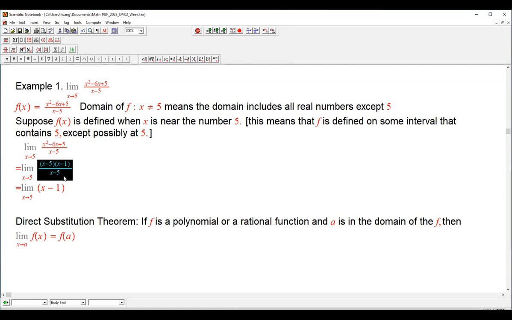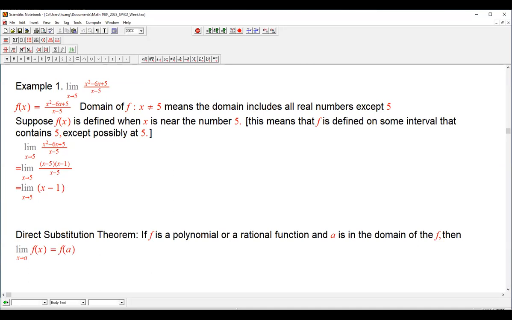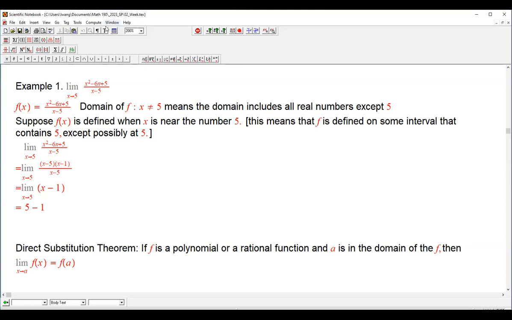Well, the previous one, 5 is not in the domain. So now we have reduced the expression. We have reduced the function to x minus 1. And this new function x minus 1's domain is all real numbers. And similarly, 5 is also in the domain. So we can just substitute. In the theorem, a is 5. So 5 minus 1 is equal to 4.